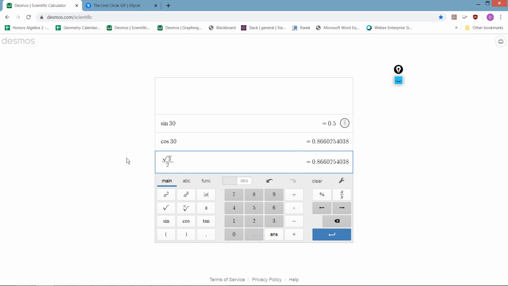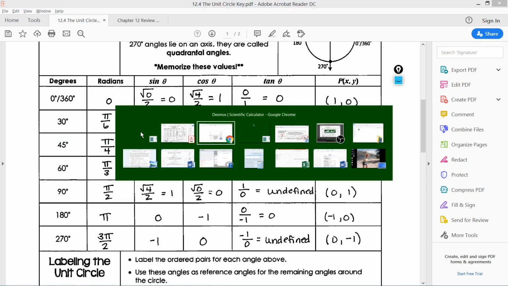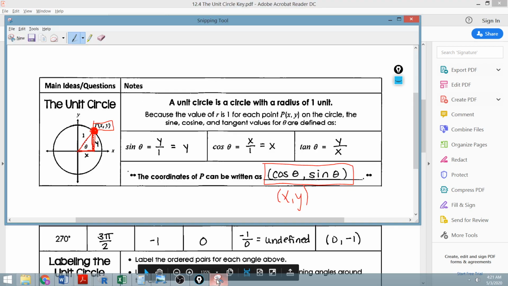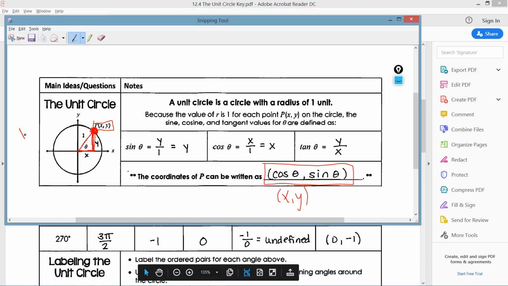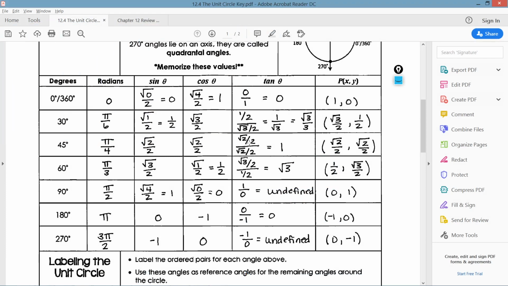Be smart about it. You have calculators, you can use them. So how do I get this square root of 3 over 2? Well, let's make a little triangle.